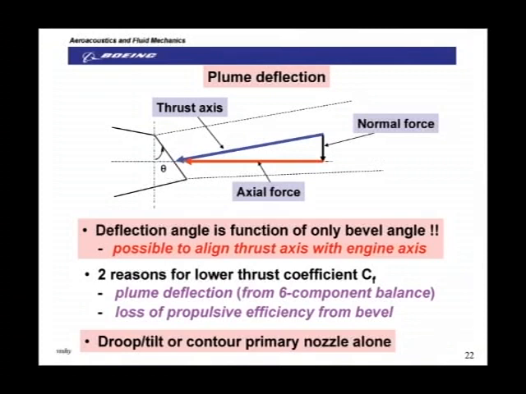Now, one can reduce this by drooping or tilting this nozzle, or contouring it. So instead of cutting it this way, you contour it so that the plume is again directed, aligned with the engine axis.